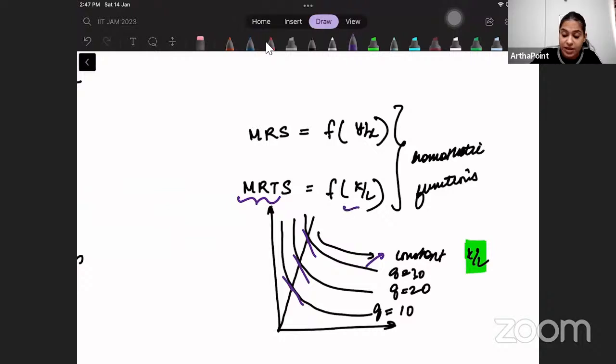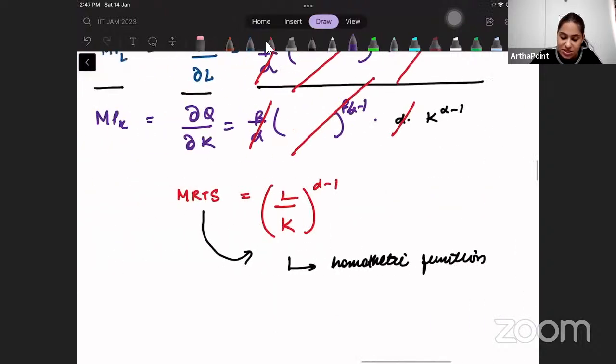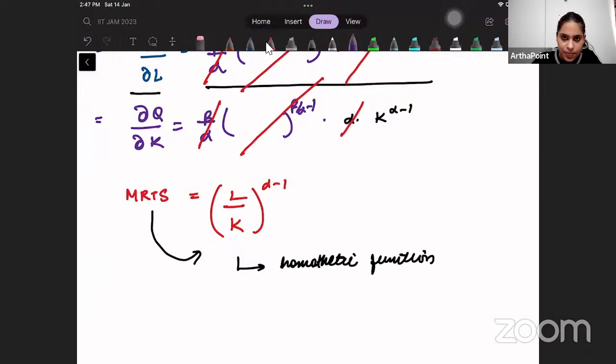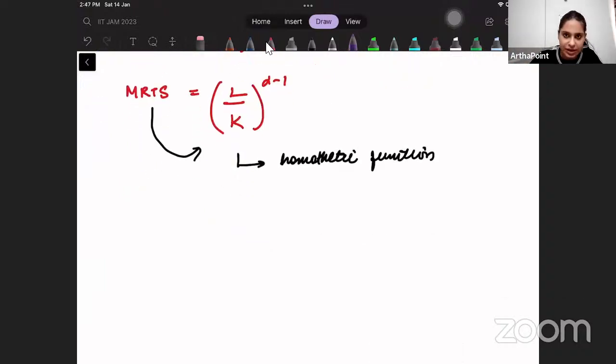It is a function of K by L, because it is passing through the same line through the origin, and MRTS is the same. That is a homothetic function. So this is a homothetic function. अब बस इसको flip करना है, K by L में लिखना है, बहुत easy है. If I say 4 to the power 1 and 1 by 4 to the power minus 1, दोनों same चीजें तो हैं. Negative power will always reciprocate this.